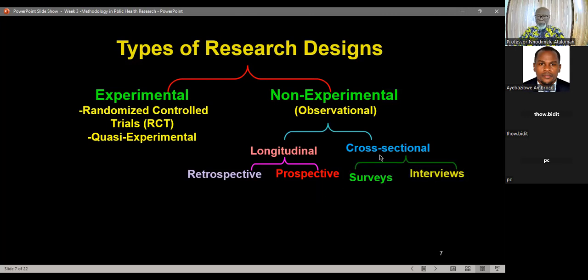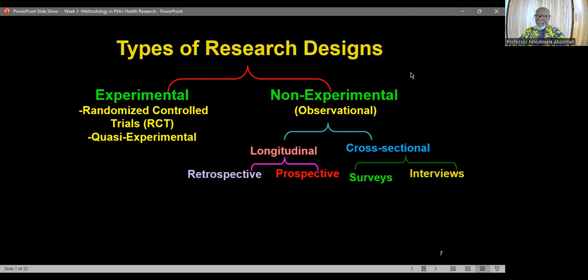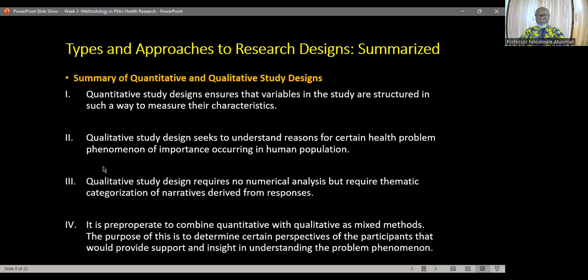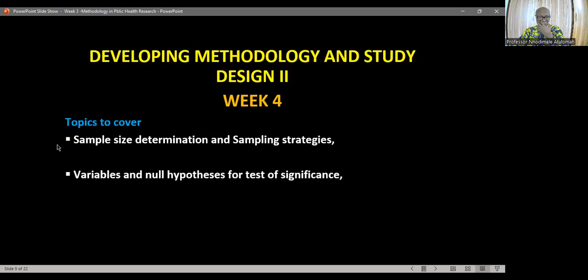Under cross-sectional, you have the surveys and interviews. All right, so these are the designs. Okay, so this is for another day. We have done study design. We're going to look at sample size determination next week.